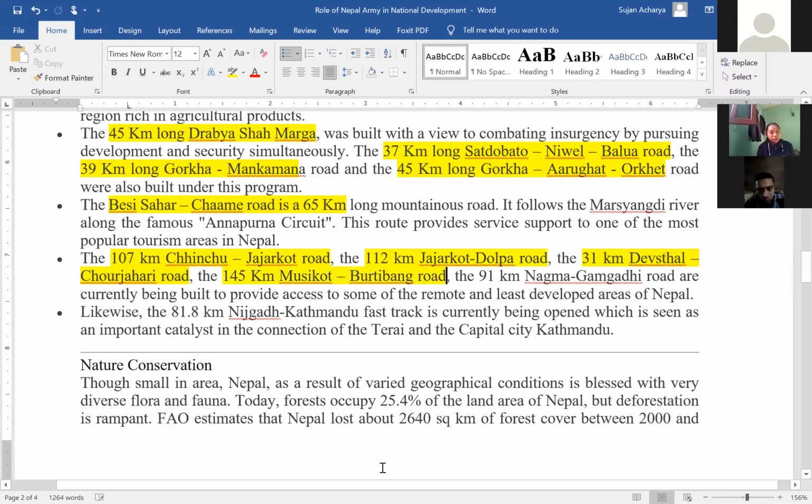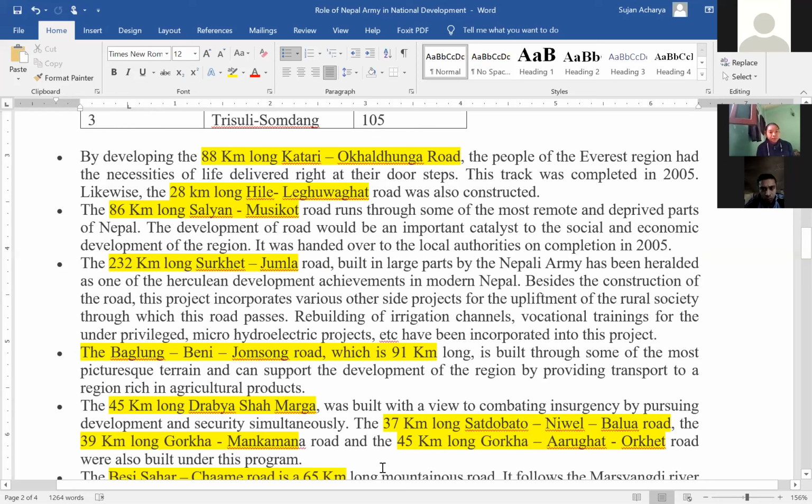Like, Nepal Army has also been instrumental in constructing roads like Kharipati Okhaldunga, which is 88 kilometers in length. Similarly, the Nepalese Army has also helped in constructing the 28-kilometer long Hele Legua Ghat road and developing the rural areas of Musikot and Sallan. It has constructed an 86 kilometers long road as well in the year 2005. One paragraph done.